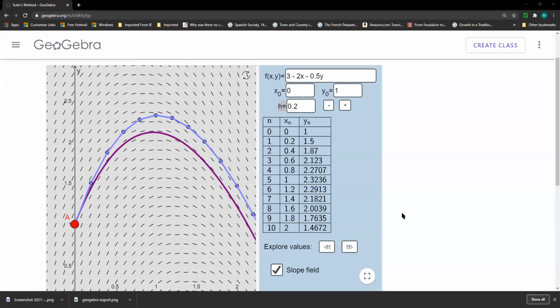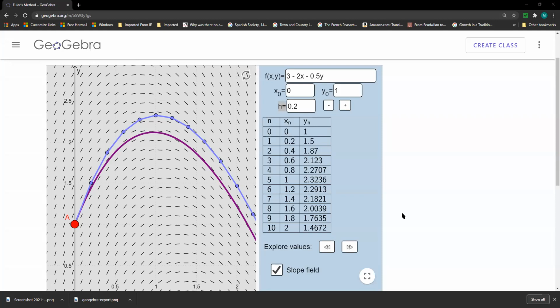All right, so here we have a graph using GeoGebra. If you go to GeoGebra and type in Euler's method, you should be able to get a tool that looks like this, where you can plug your differential equation in, you can plug in your initial condition, you can plug in your step size, and it will show you the actual solution, assuming it's solvable, and it will show you the result of Euler's method for that step size.